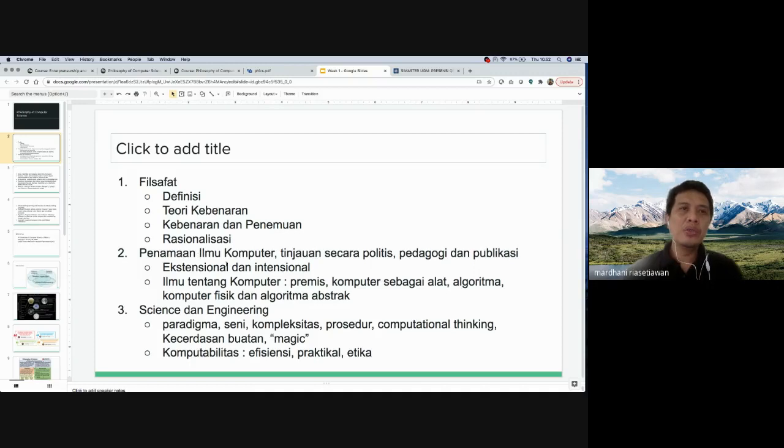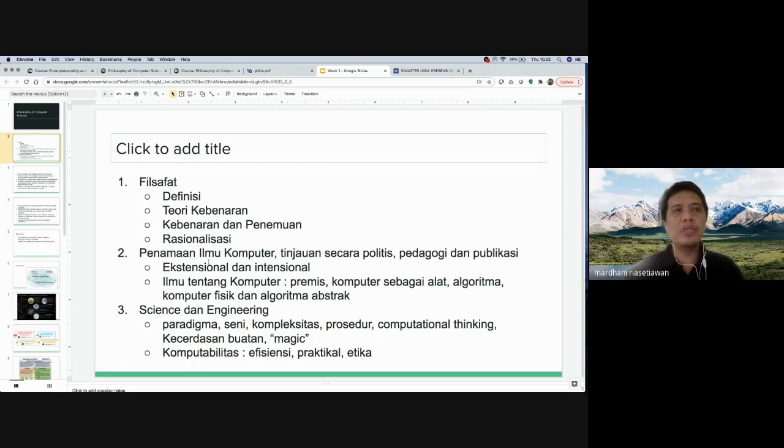What we want to discuss is the theory of extensional and intentional. This is very important for you to understand, the concept of extensional and intentional. And then when we discuss computer science itself, we will discuss the premise, the hypothesis, and then the computer as tools. A computer is not only memory, storage, or hardware that we craft and work together as a computer, but actually it is algorithms. Even though we have the physical computer, the algorithm is actually abstract.